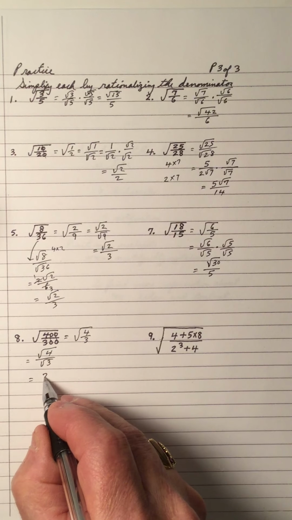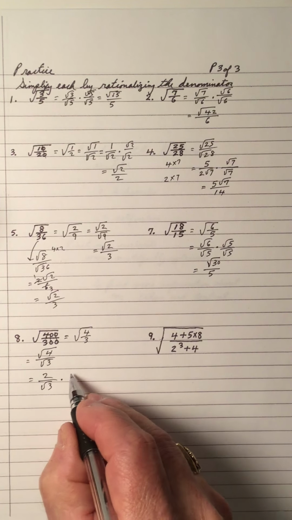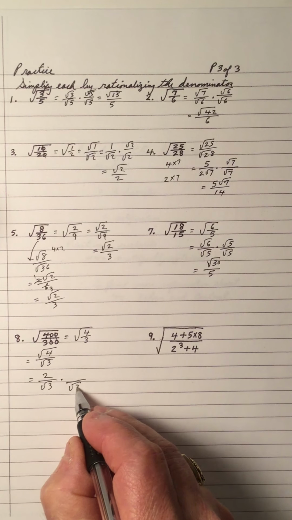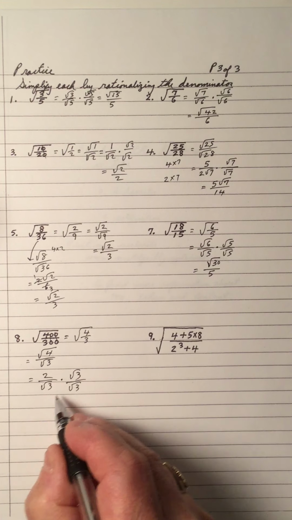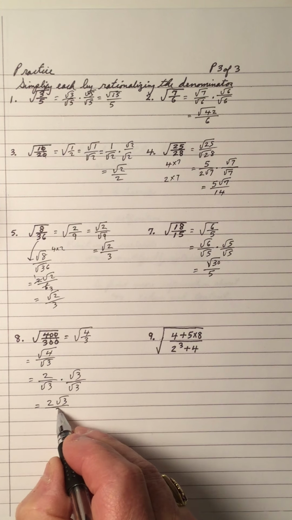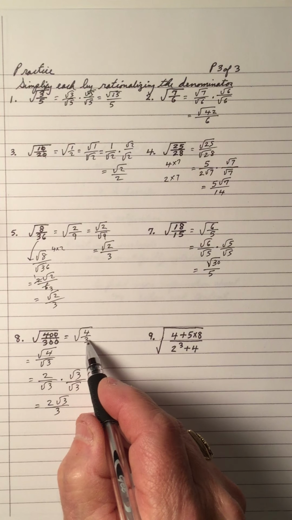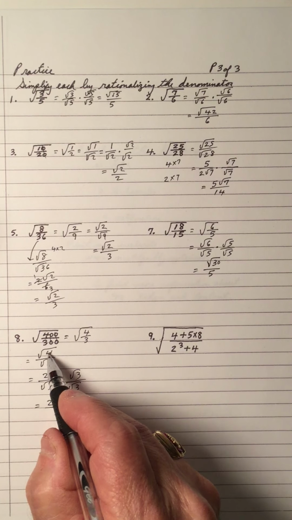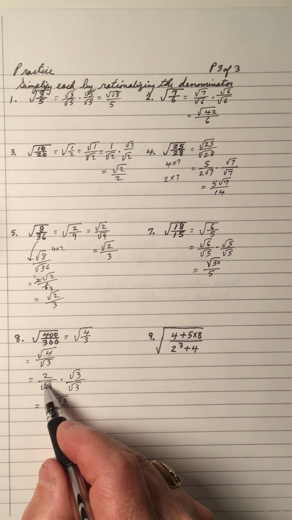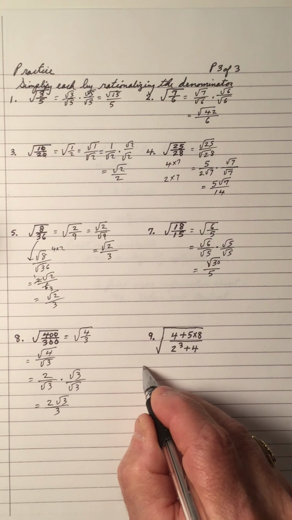and the root of 4 is 2. 3 can't break down. So we multiply top and bottom by root 3. So it's 2 root 3 over 3. So divide by 100, give you the root of 4 over 3. Split that into the root of 4 over the root of 3, done. Simplified root 4 to a 2, then multiply by the conjugate. And leave this last one here.